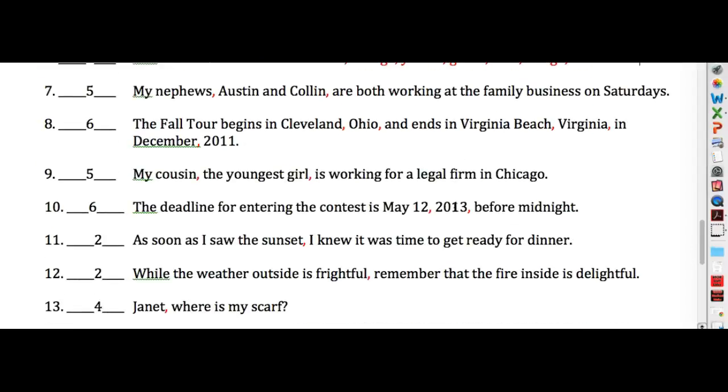All right, let's go down to number 7. Now this is an appositive. Austin and Colin are my nephews. My nephews are Austin and Colin. So we want to put commas on either side.